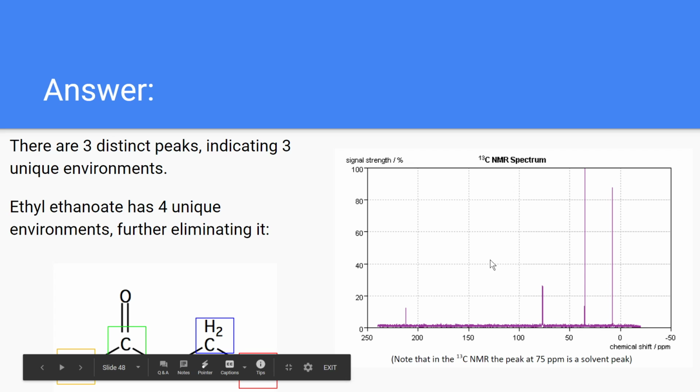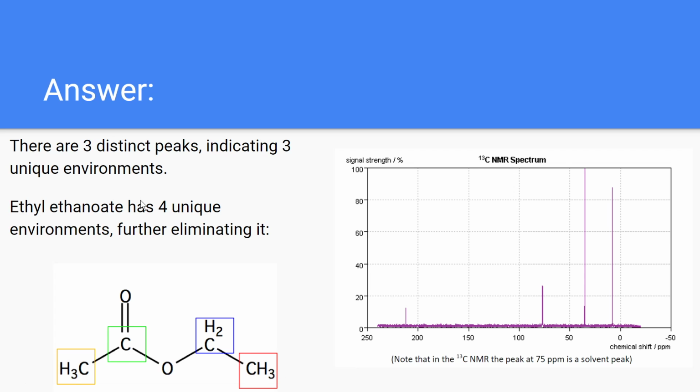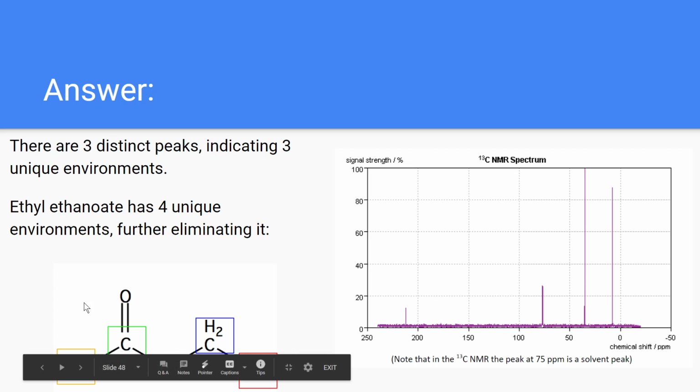But then you also get your carbon NMR spectra, and you've got 3 unique peaks. Note the peak at 75 is a solvent peak here, so we don't include that. And we've got 1, 2, 3 peaks here, indicating 3 unique carbon environments. Ethyl ethanoate has 4 unique environments. So you got here, here, here, and here. We've got 4 unique environments.